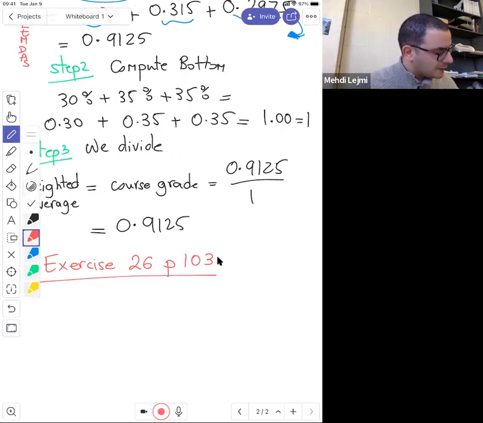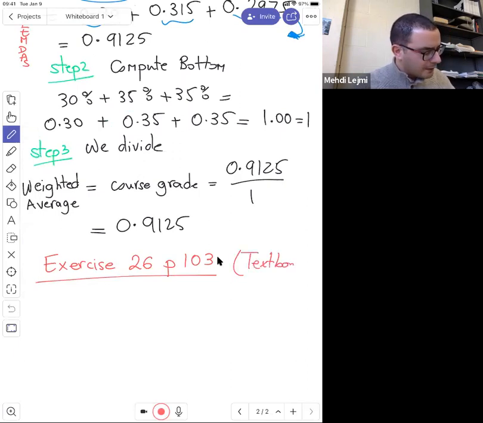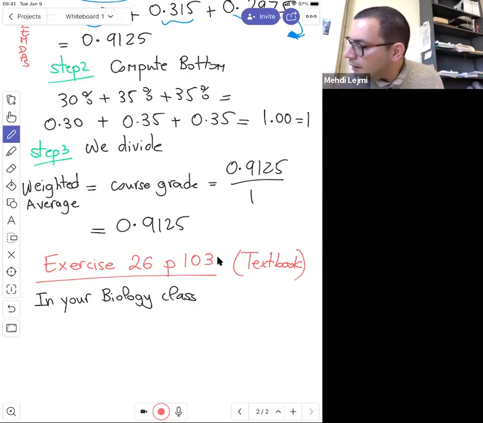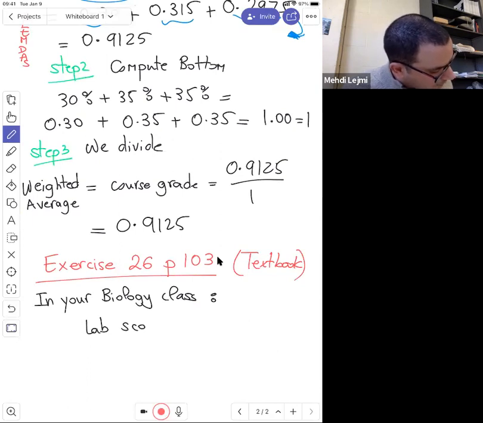So what does this exercise say? It's in the textbook. If you have a textbook, that would be great, but anyway, I'm going to give you the numbers here. The exercise says the following: in your biology class, your final grade is based on several things, lab score, et cetera. We have the following grading policy. There's a lab score that's worth 25%.